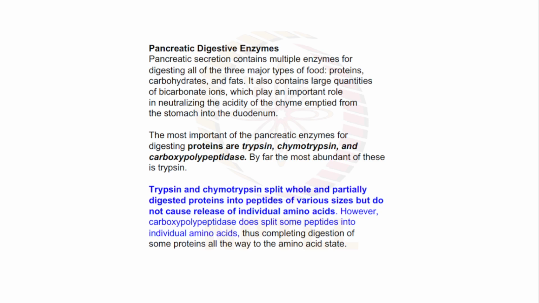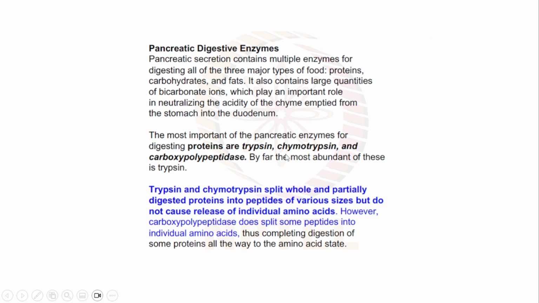in the stomach is pepsin. Okay, and also the carboxypolypeptidase. Peptidase, that means a protease. It will act on what? Peptides. That is the term peptidase has been used. Polypeptidase. Okay. So by far the most abundant of these is trypsin. Trypsin is a very important protease.